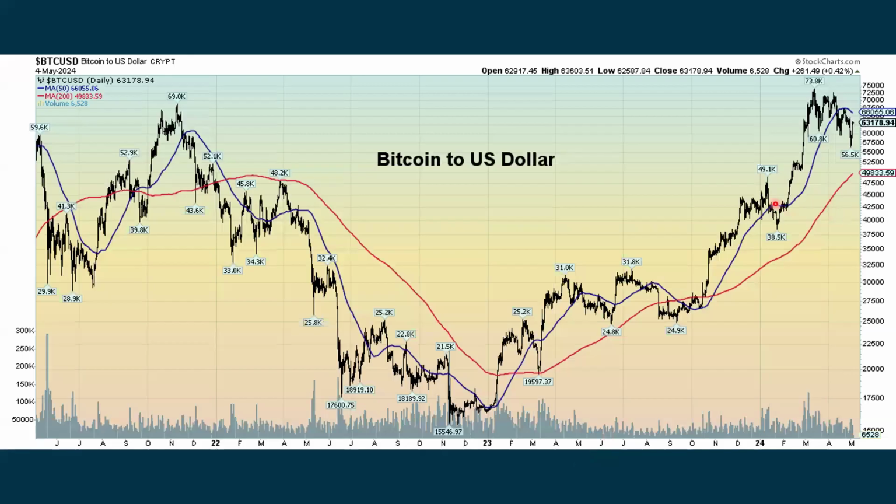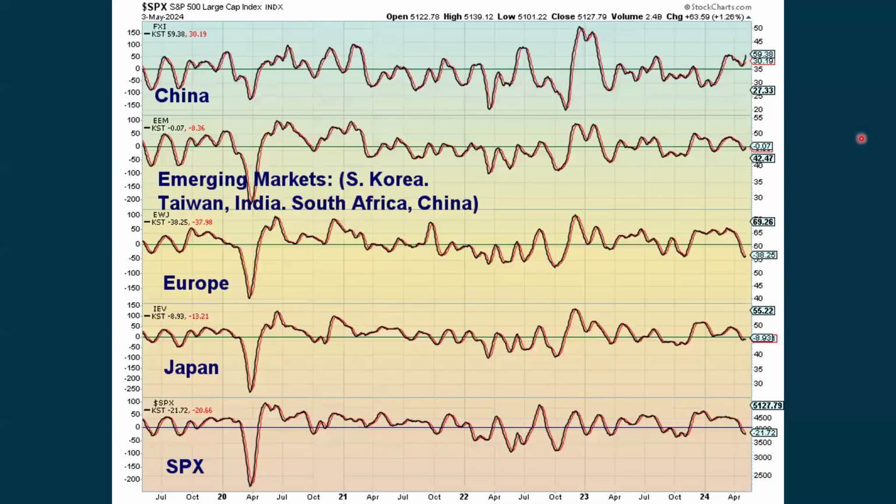Here's Bitcoin, which finally had broken out. It's still in an uptrend, but it's been falling back. Over the weekend, it's been bouncing back up into the 60,000 range. And we look at internationally, where China has been doing quite well lately. It's actually in an uptrend. And I use a thing called the KST momentum oscillator for this.